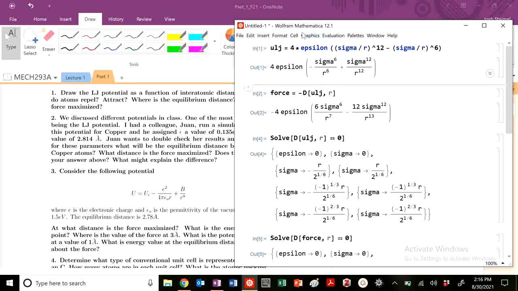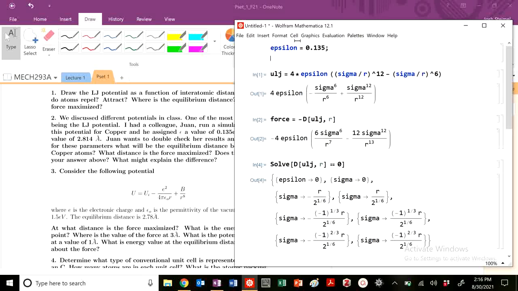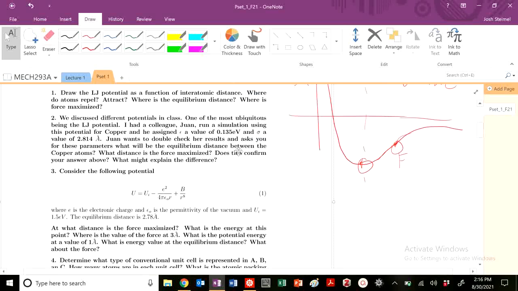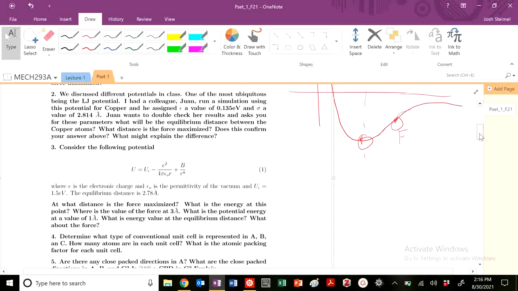So I've decided here that epsilon, for my particular example, is equal to 0.135 eV. My sigma is equal to 2.814 angstroms times 10 to the minus 10. I'm just going to change my units to make sure; always SI units, that'll make life easier. The problem asks, for these parameters: what will be the equilibrium distance between copper atoms? At what distance is the force maximized? Confirm your answer against the table above. What might explain the difference?